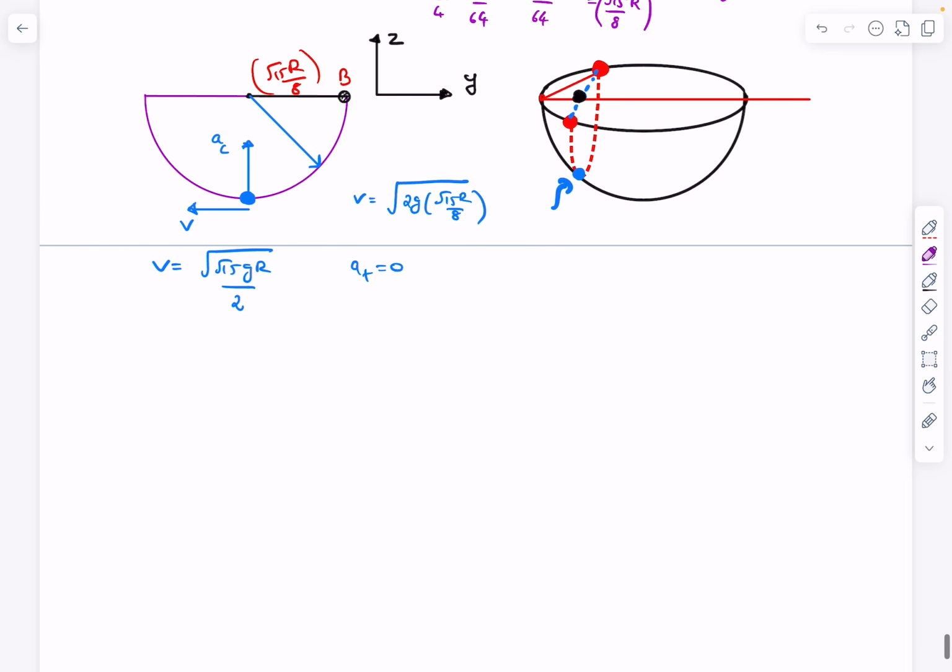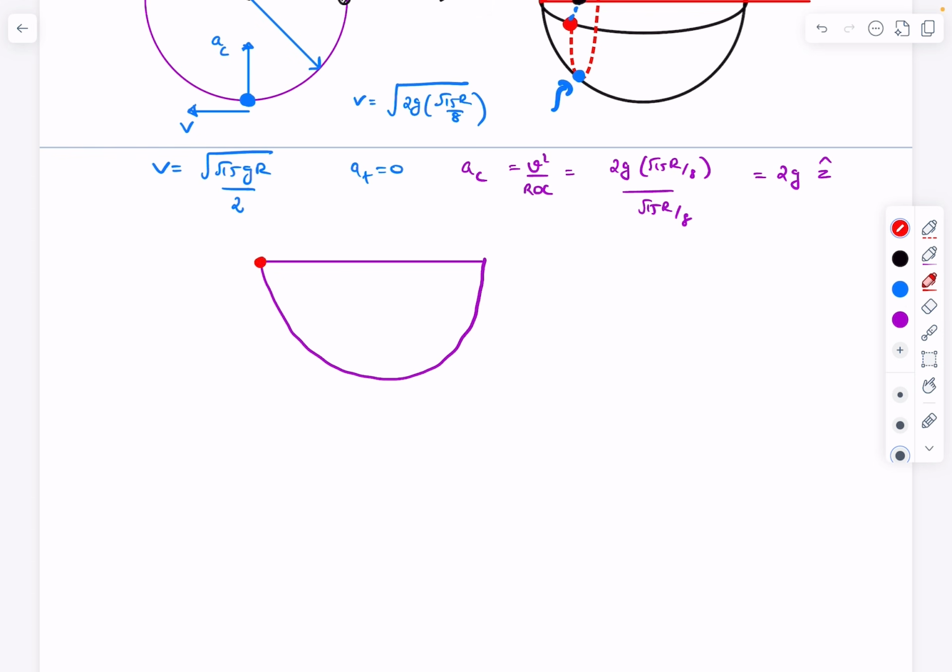Then the magnitude of the centripetal acceleration, or the normal acceleration, is going to be speed squared divided by the radius of curvature. Here the radius of curvature is root 15r divided by 8. If we substitute all the values in, we get the answer as 2g. So the normal acceleration at the bottommost point is 2g in the z direction. We can write it as 2g z cap. So these were the two problems that were asked to us.